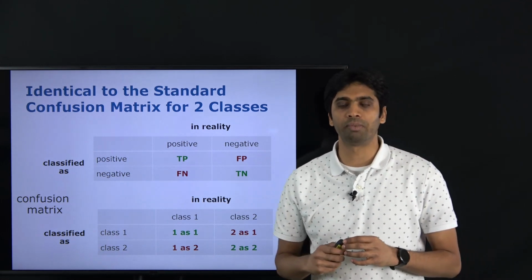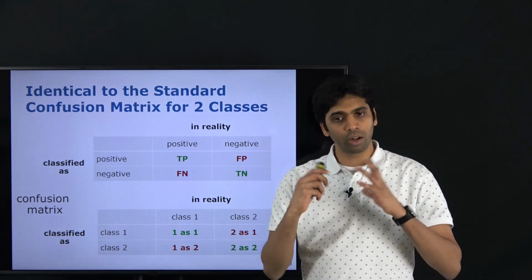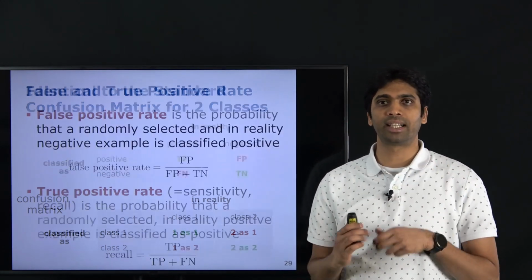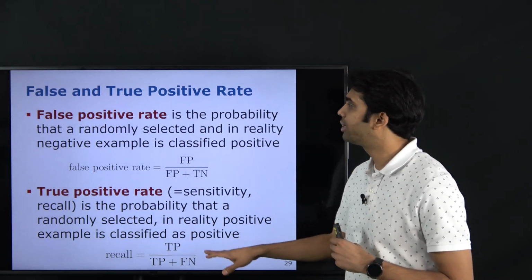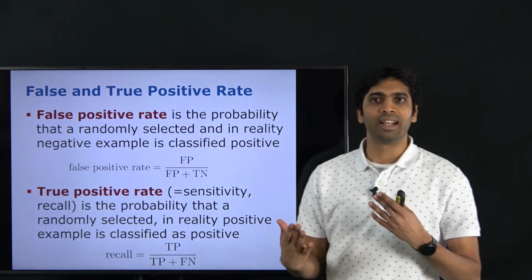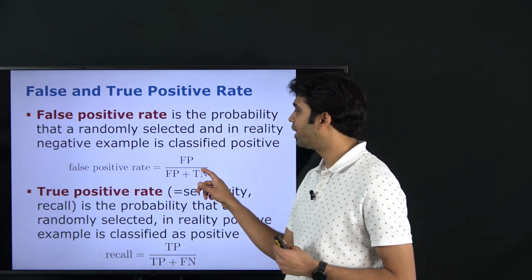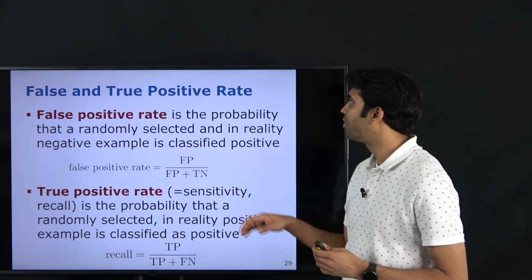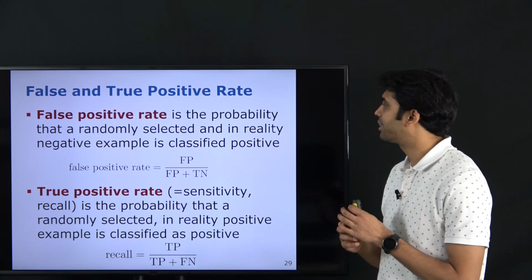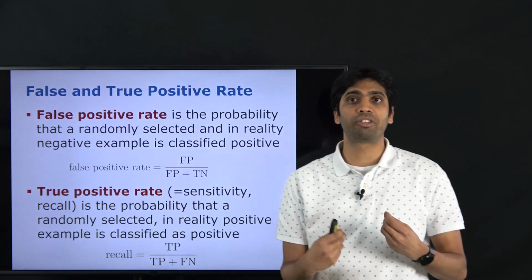So based on these true positives, true negatives, and so on, and also the mistakes that you make in terms of false positives and false negatives, there are actually different rates that are defined. Two important rates here are the false positive rate and the true positive rate. As the name suggests, the false positive rate is nothing but the false positives divided by the false positives plus the true negatives, which essentially is the probability that a randomly selected example which in reality is a negative example is classified as a positive one.